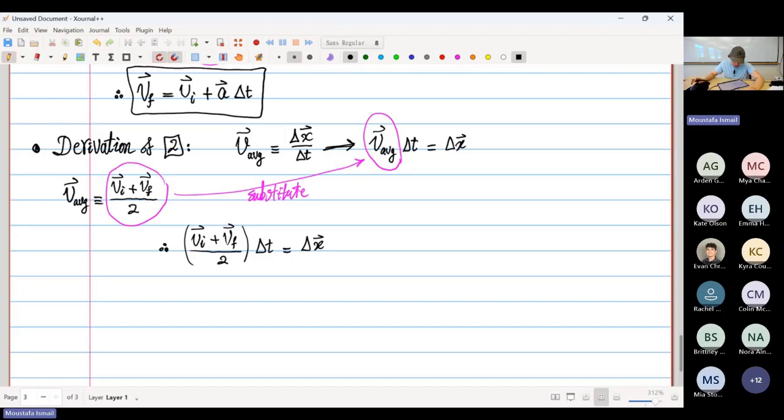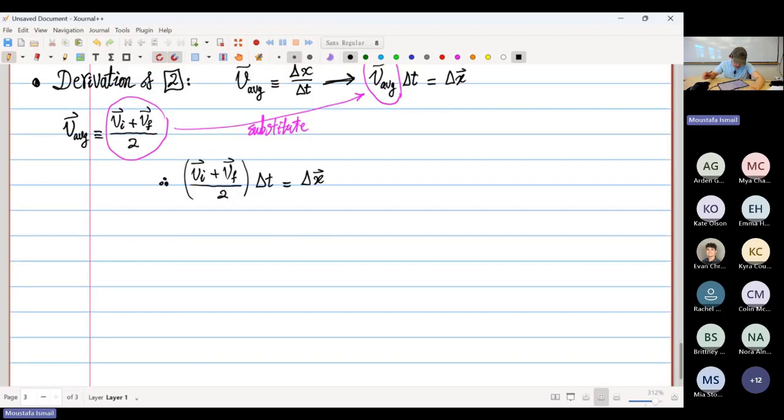I can do a little bit more simplification by just distributing this delta t inside and taking the factor of half outside. So delta x becomes half V initial delta t plus half V final delta t. This is just distribution of the bracket. Good.